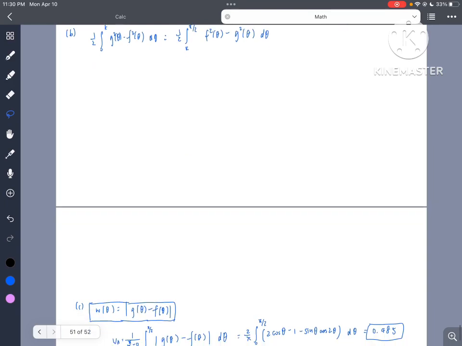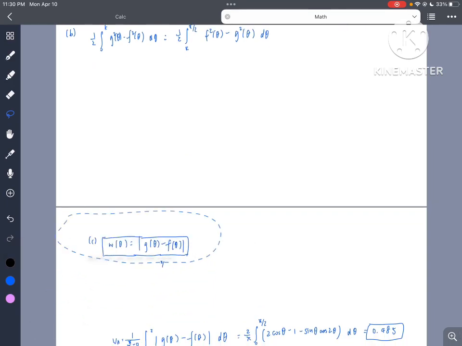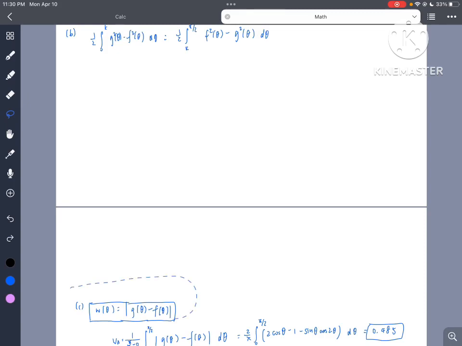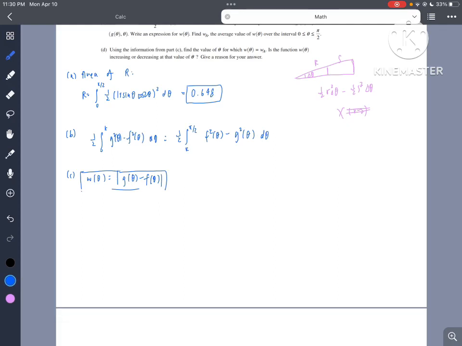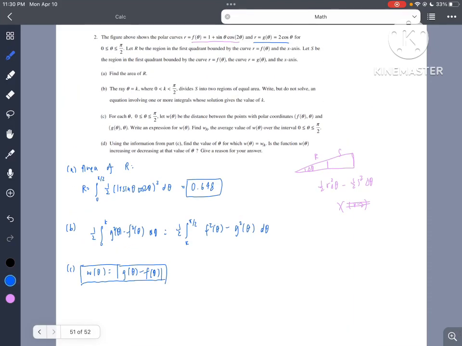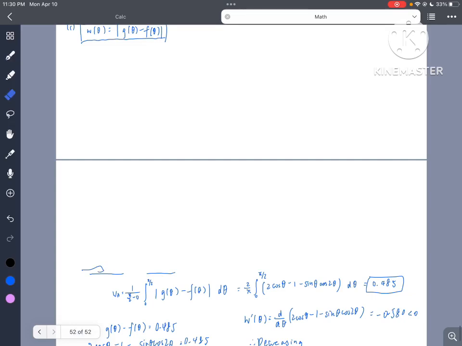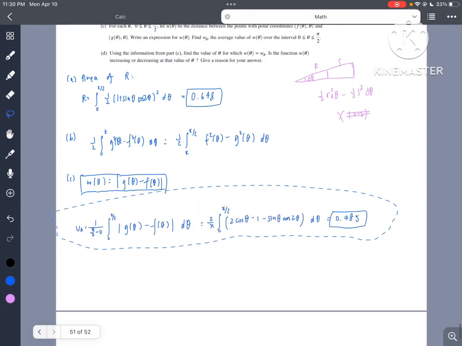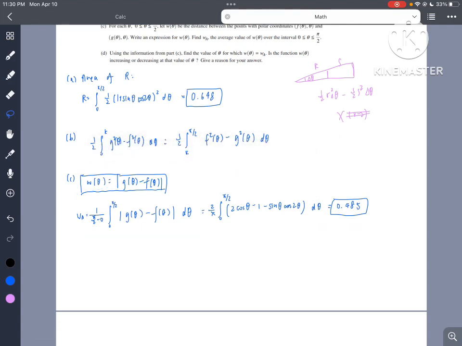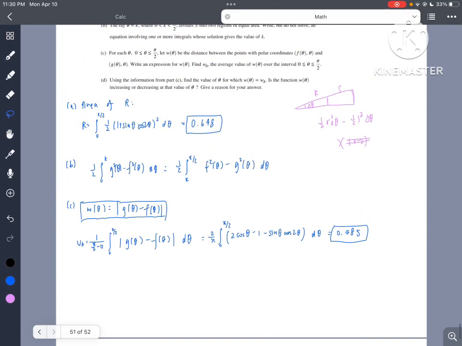And then now for C, we want an expression which helps us find the difference in length between g and f, which is this expression, as it evaluates the difference in length between g and f. Okay, that was a simple question. And then now let's look at the average. So in order to find the average of a function over an interval, you just take the integral of that interval and then divide it by the length of the interval. So you find that the answer is 0.485.